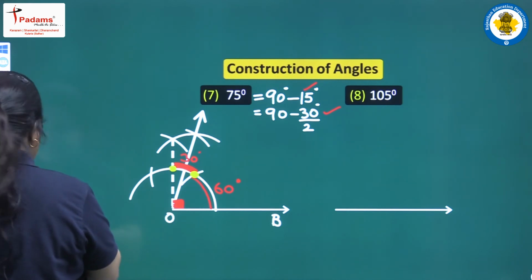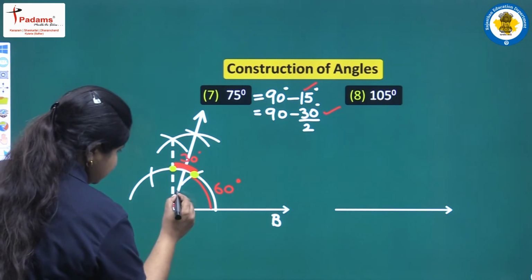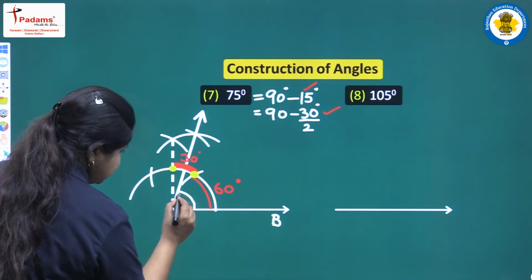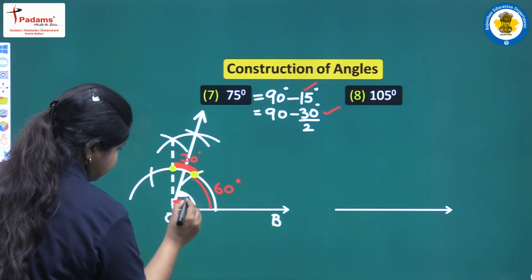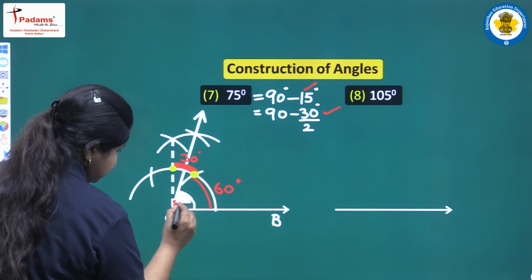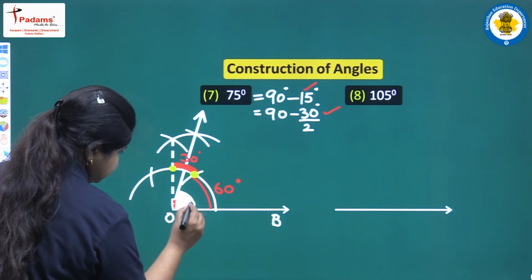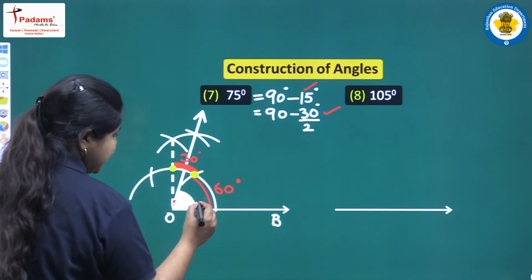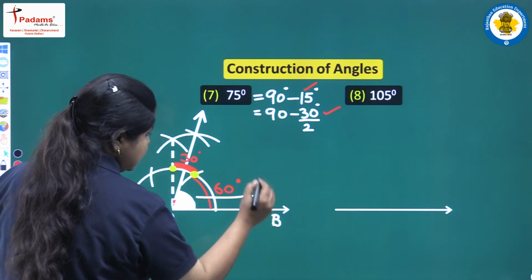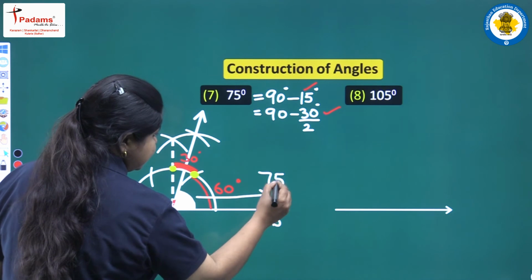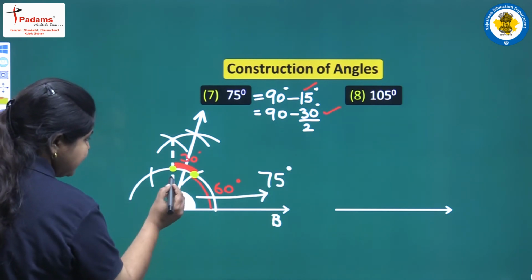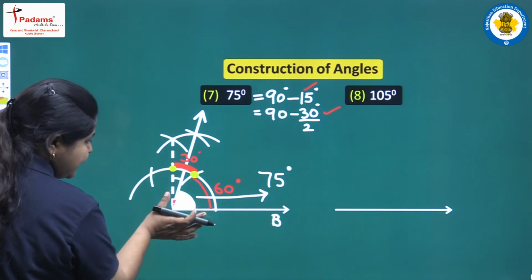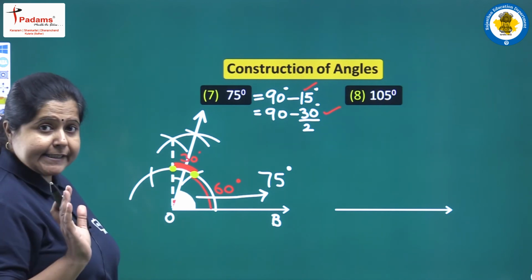Okay, let me erase this. Starting from here, this angle, this is of measure how much? 75 degree. What we have done? We have subtracted this 15 from this complete angle of 90 degree.